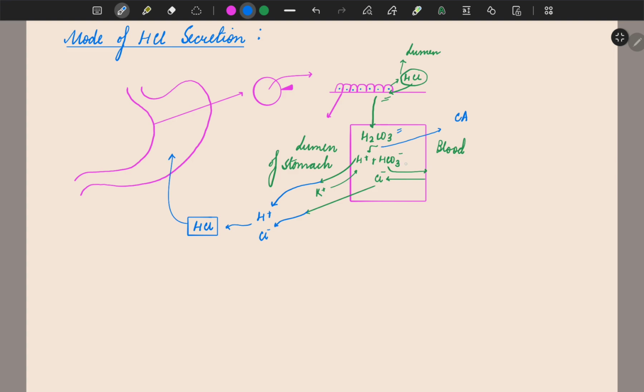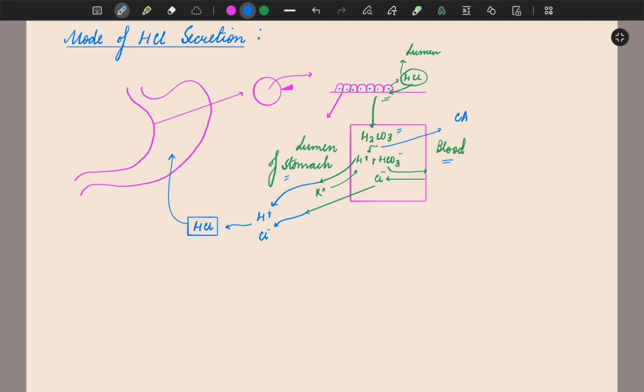So we have blood on this side and the lumen of the stomach on this side. This HCO3- gets carried into the blood, and in order to maintain the neutrality of the charge, Cl-, the chloride ions, get inside the cell from the blood, and then again are poured into the lumen. The chloride ion gets poured into the lumen, and in exchange for the hydrogen ion, potassium ion is incorporated inside the cell.